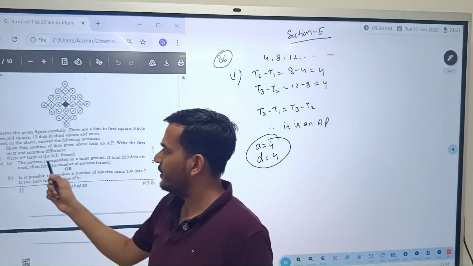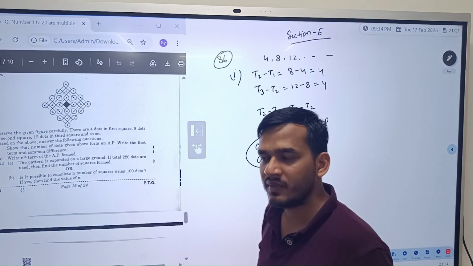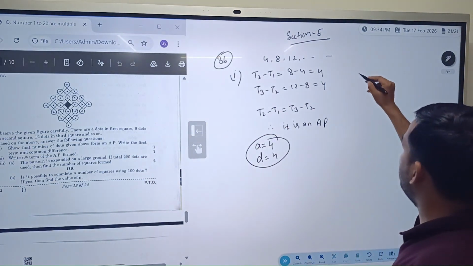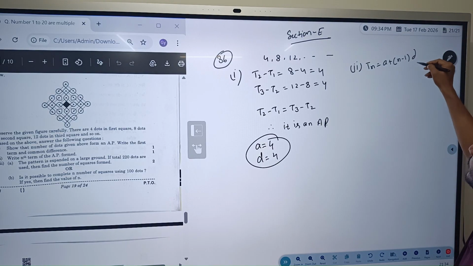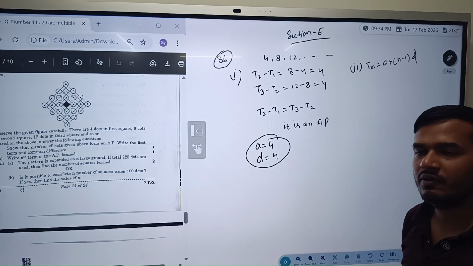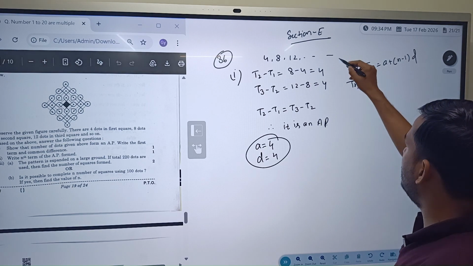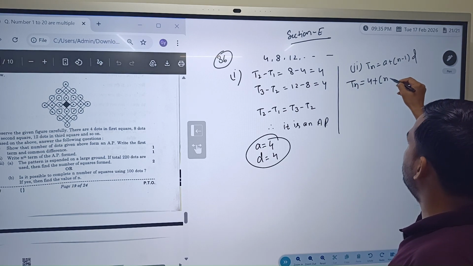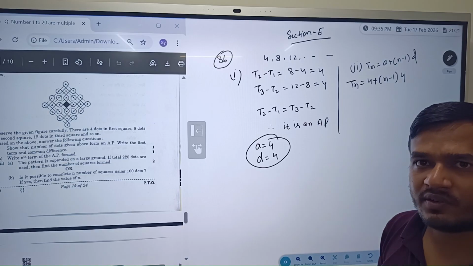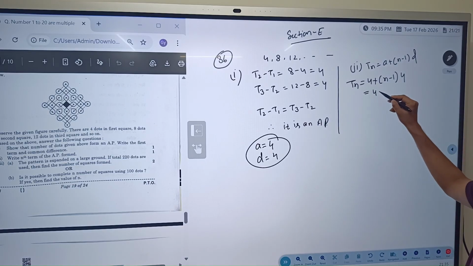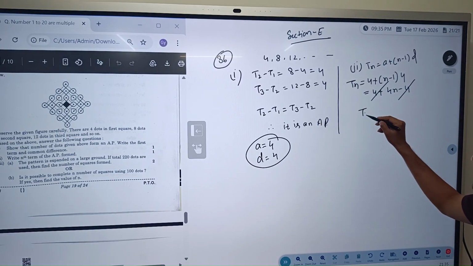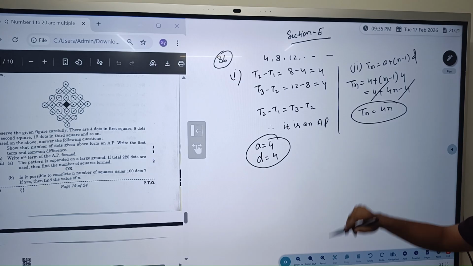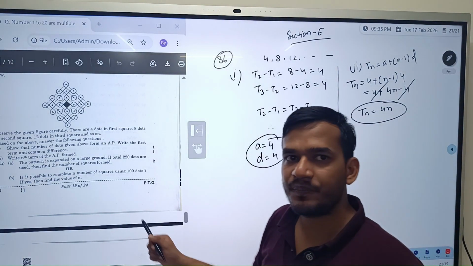Now in the second part, we have to find the nth term of the AP. So for that we can use the formula for the nth term. Tn is equal to a plus n minus 1 into d, where a is equal to 4 and d is also equal to 4. So Tn is equal to 4 plus n minus 1 into 4. Open the bracket. So 4 plus 4n minus 4. This 4 will get cancelled. So Tn is equal to 4n. This is the nth term of this AP. Third one.